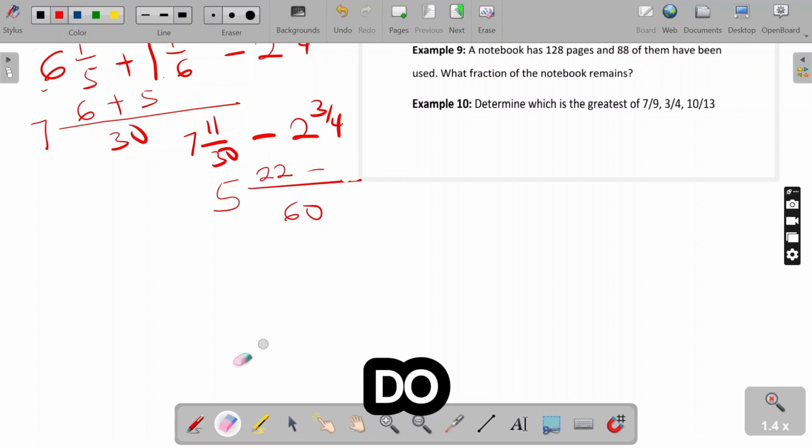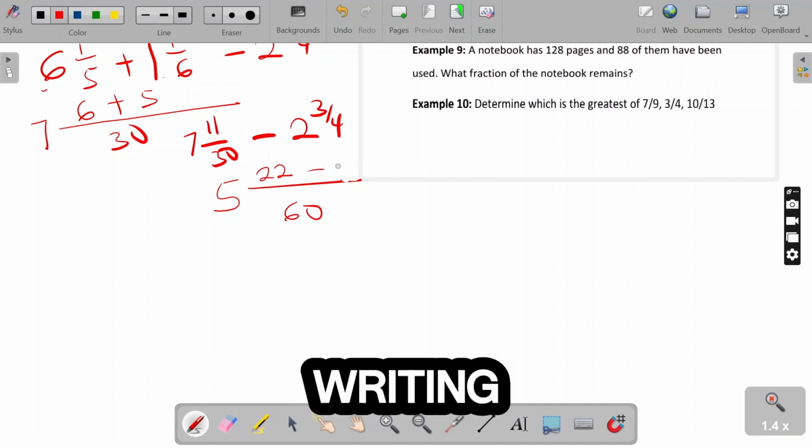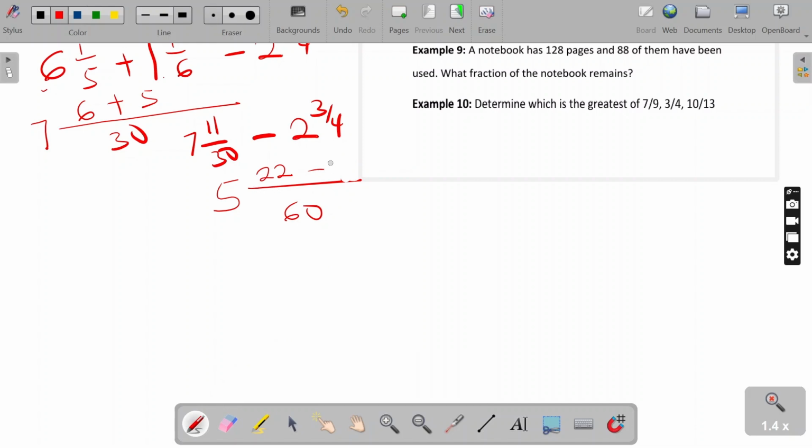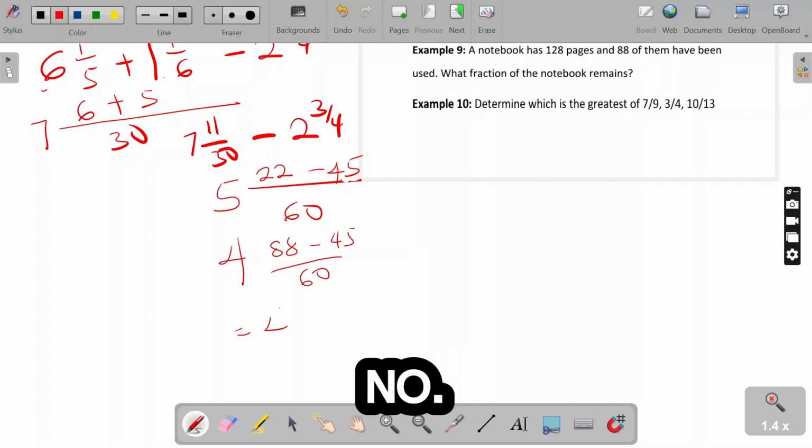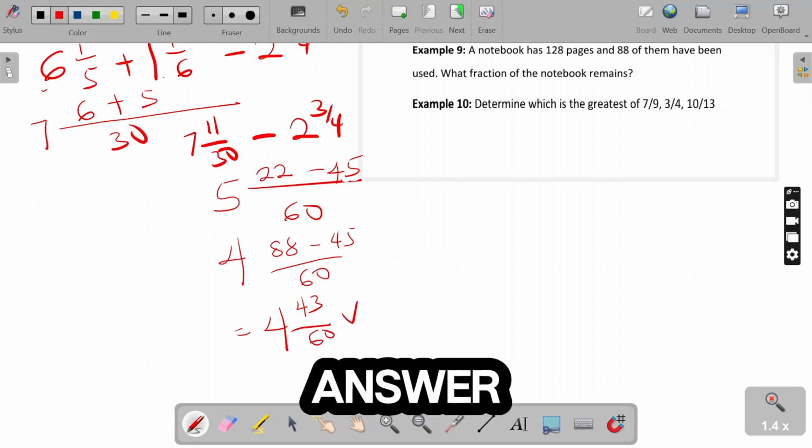So what do I do? Simple. I'm writing the 45 again. I'll borrow 1 from this 5. That will give me 4. The 1 I borrowed from the 5 is assumed to be 60. I'll add 60 to this 22. That will give me 88 minus 45 over 60, and that will give me 4 whole number 43 over 60. So that's the answer.